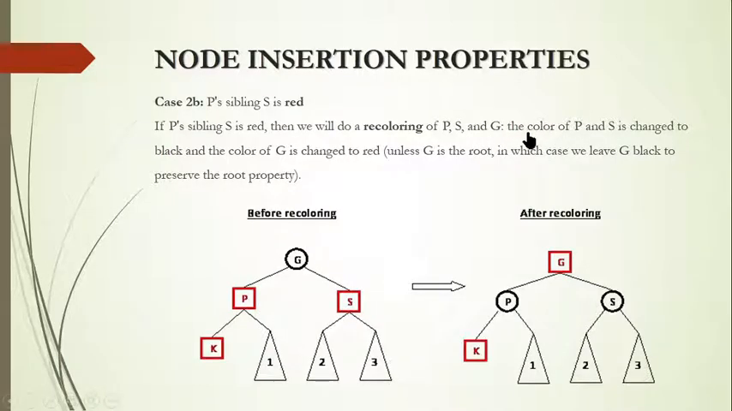How do we have to recolor? The color of P and S is changed to black. First, I need to change P and S to black. The color of G is changed to red. This G should be changed to red. Look here, P and S are changed to black and G turned to red. But if you remember, G is not only the parent, G is the root of the tree structure. And one of the most important properties, a root node cannot be red, it should be black. So unless G is the root, in which case we keep G black to preserve the root property. So I have to turn this G to black. Now I didn't show you here in the picture. You have to turn this into black if it is a root node.